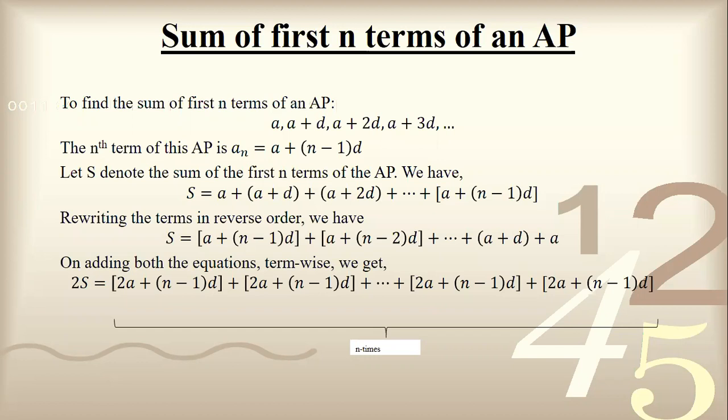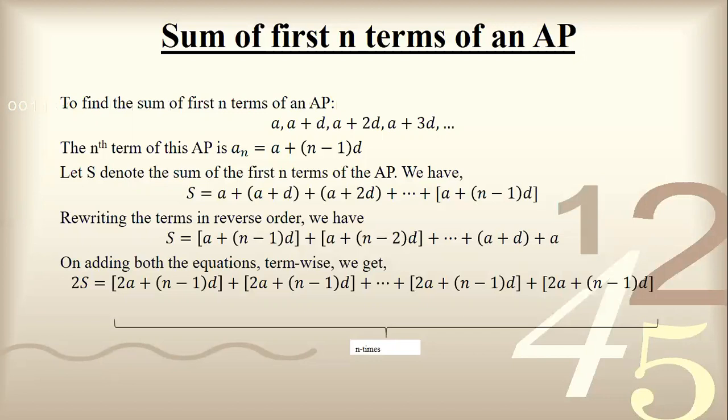So let us take S to denote the sum of n terms of this AP. That means S will be a plus (a plus d) plus (a plus 2d) plus etc. plus a plus n minus 1 into d. Rewriting them in the reverse order, from the last, we are going to write the first. So S is equal to a plus n minus 1 into d plus a plus n minus 2 into d plus so on plus a plus d plus a.